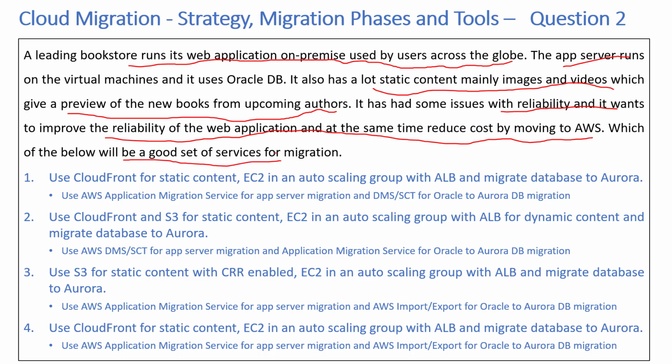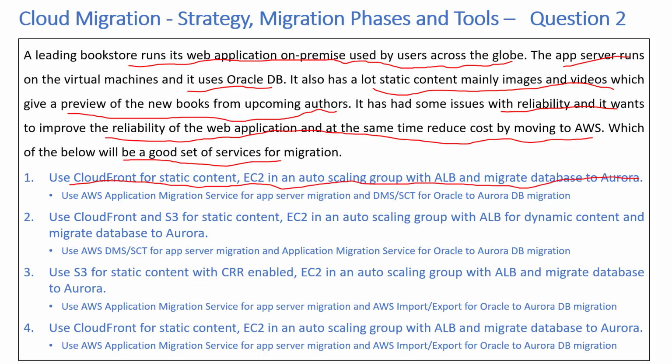Okay, so it's basically on-prem. It has a web application and the Oracle database that it wants to move to AWS, and it also wants to look at a low cost solution on AWS. The other requirement is that you also have a lot of static content, mainly images and videos, which will be accessed globally, right? So now let's look at the options. Use CloudFront for static content, EC2 in auto scaling with ALB, and migrate database to Aurora.